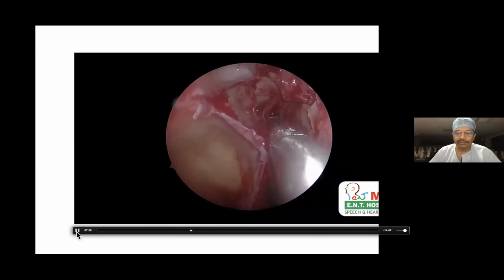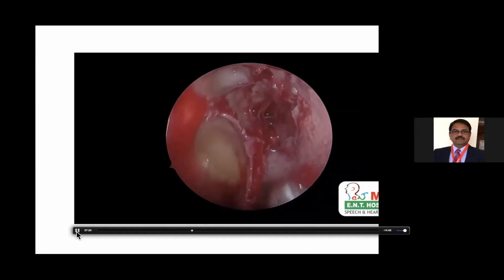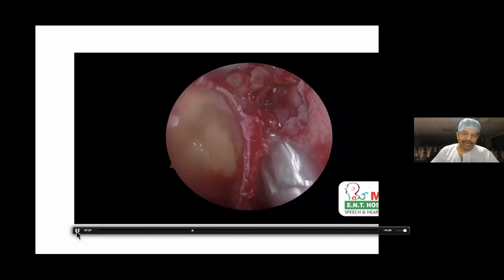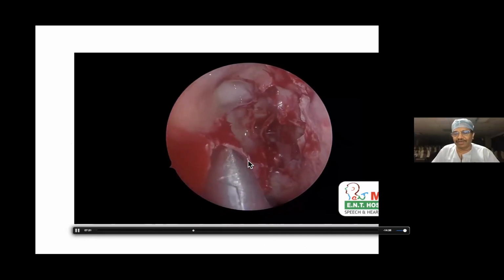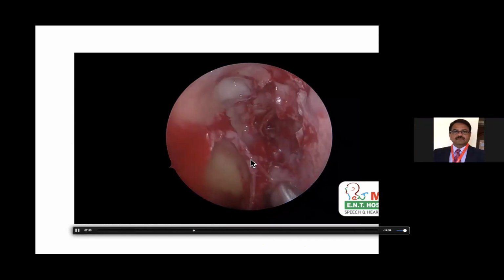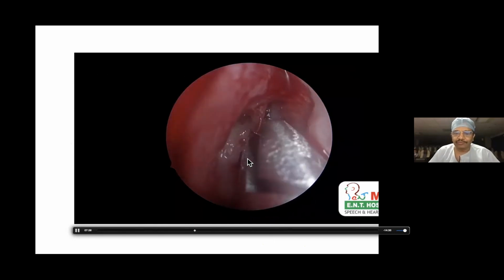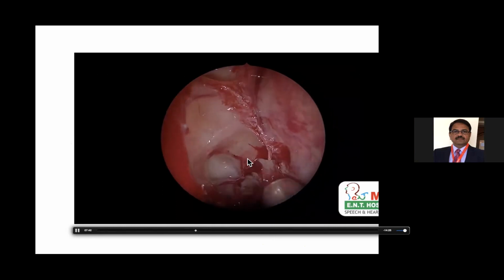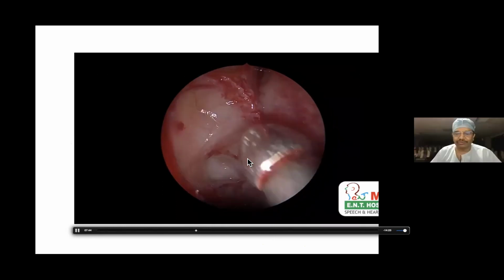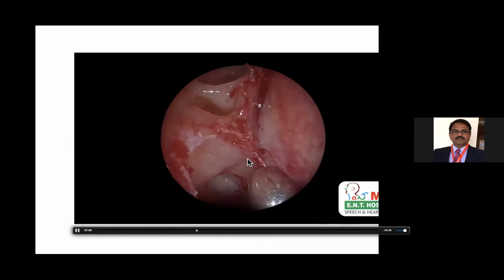Have you seen what I'm doing? This is the posterior fontanelle. Do you see the bare bone at the site of the antrostomy? I'm covering that bare bone with mucosa. These are the mucosal rotation techniques, to provide faster and good healing without scar formation.